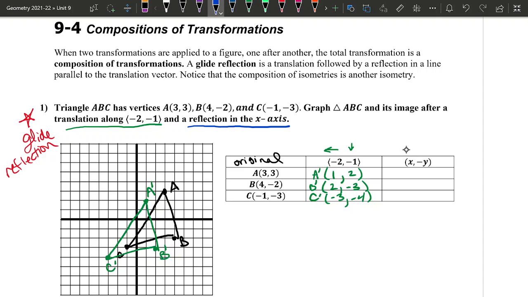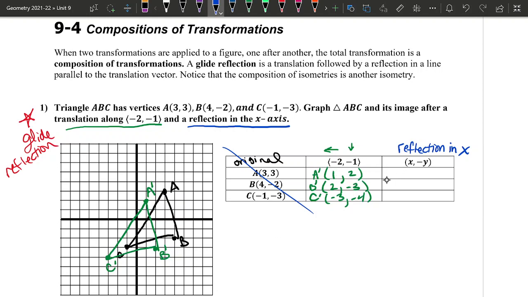So this means reflection in the x-axis. So your x, y becomes x, negative y. You're changing the sign of the y value. And we're going to use the prime points, the green ones. We don't care anymore about the original because we've already moved it. So we're done with the original points. Once you change it once, now we have a new set of points.